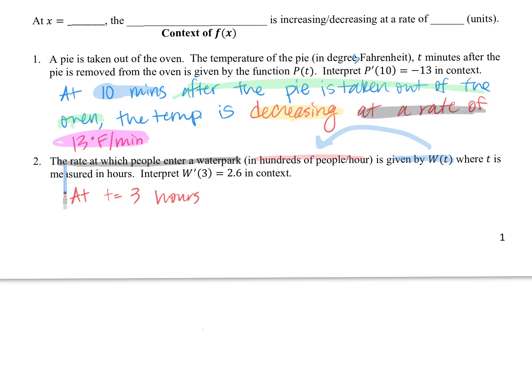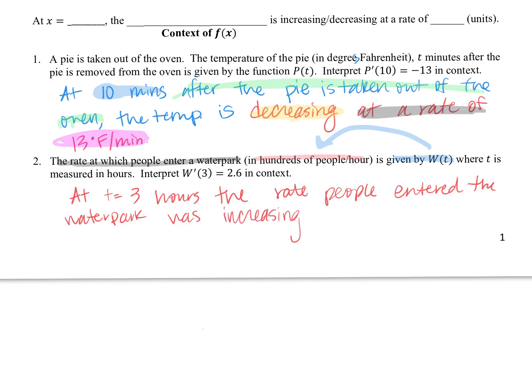We're going to use these words right here. The rate people entered, let's say Zoombezi Bay, the rate people entered the water park or Zoombezi Bay, whatever you want to say, was, here comes the candy. That is a lot of people, but it's per hour. Was, are we saying increasing or decreasing? Increasing, because that 2.6 was positive.